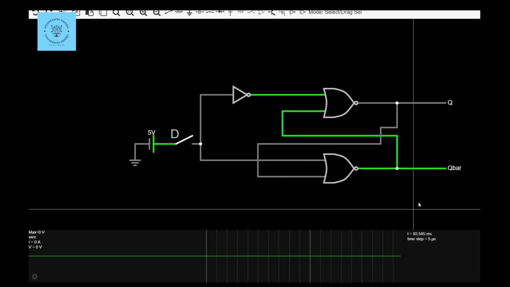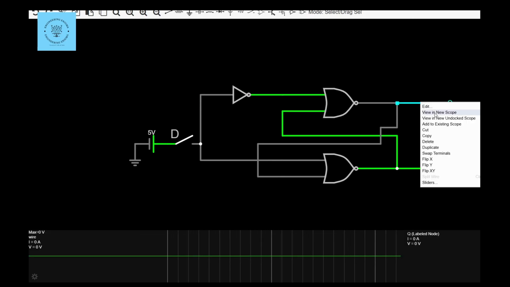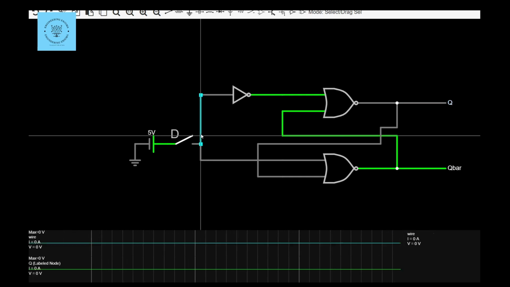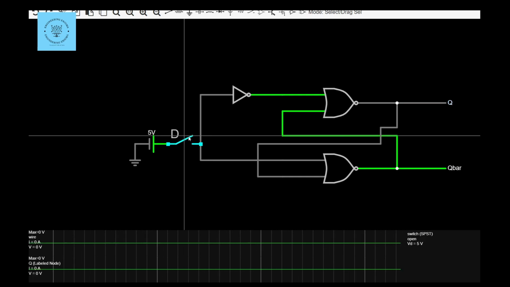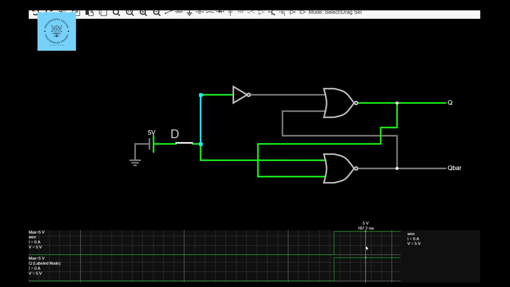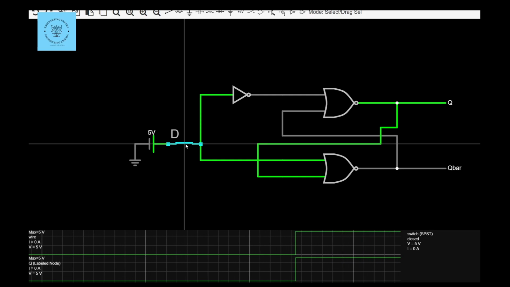Now look at the waveforms in the simulation. The first waveform is input D. The second waveform is output Q. You can see that whenever input D changes, the output Q follows the input. This confirms that the circuit is working as a D-latch using NOR gates.